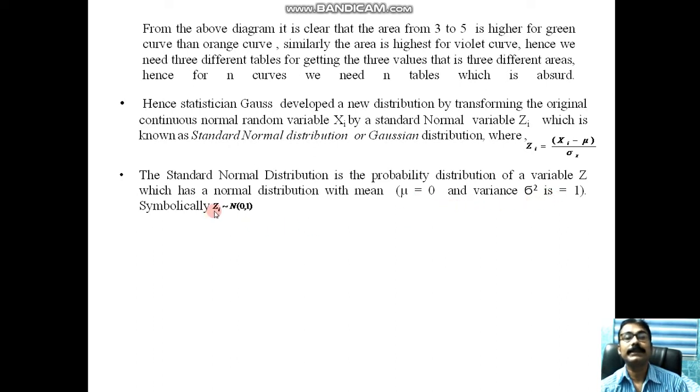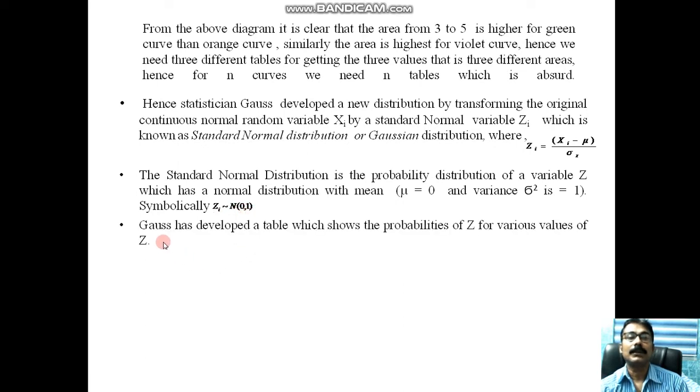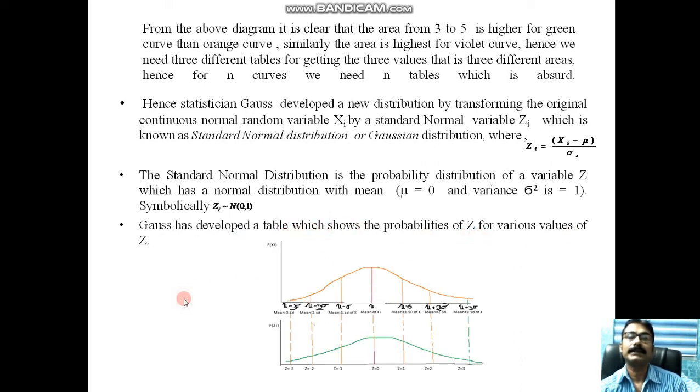Symbolically we can say that z is distributed normally with mean 0 and variance 1. Gauss has developed a table, only one table, which shows the probabilities of z for various values of z. So this is the normal distribution for the x variable, and after converting the x value into a standardized variable, this is the normal distribution. This is known as the standard normal distribution, that is the z distribution.